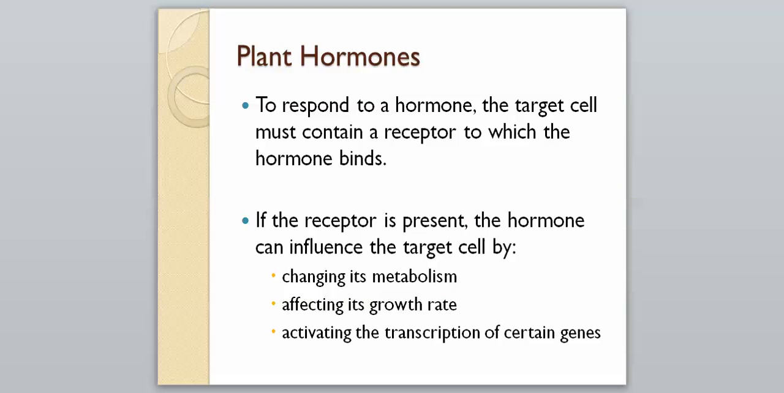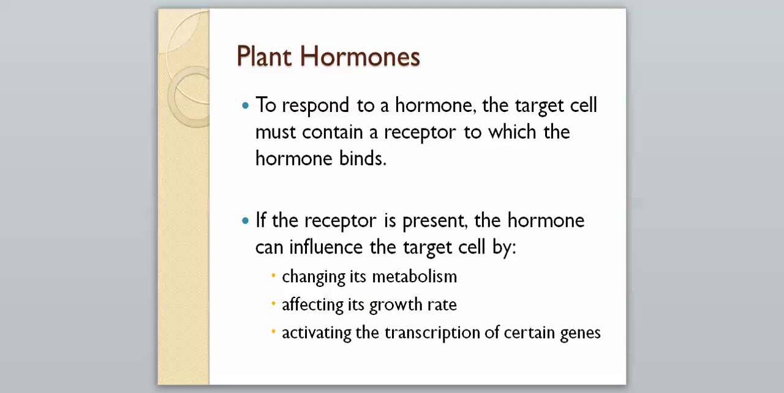And to respond to a hormone, the target cell must contain a receptor to which the hormone binds. So on the surface of those cells, there'll be different receptors that will only take in that certain hormone. And if the receptor is present, the hormone can influence the target cell in not just one way, but in multiple ways. One being it will change its metabolism, which again, is its ability to break down nutrients and things like that. It will affect its growth rate, could tell it to slow down, could tell it to speed up, could tell it to just stay right where it is.